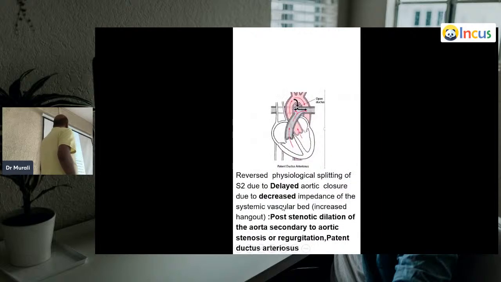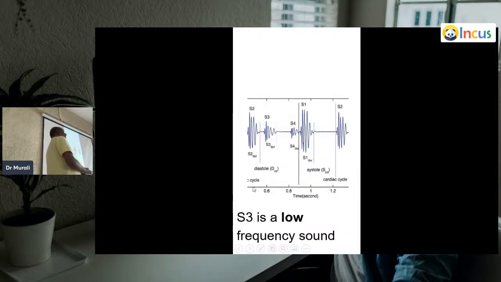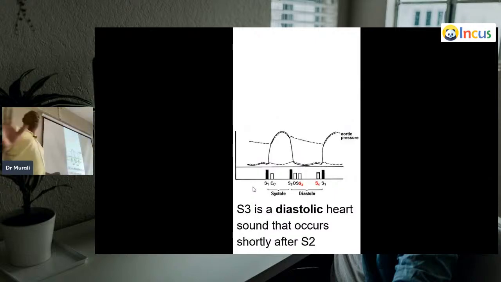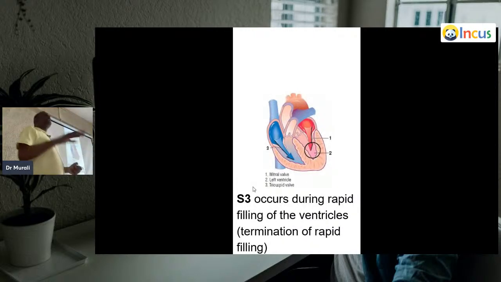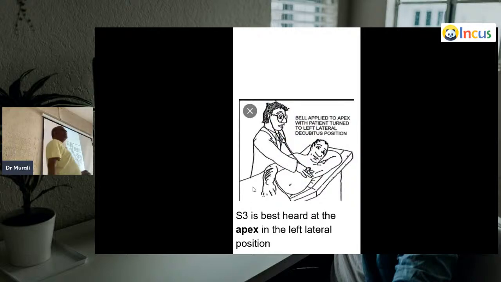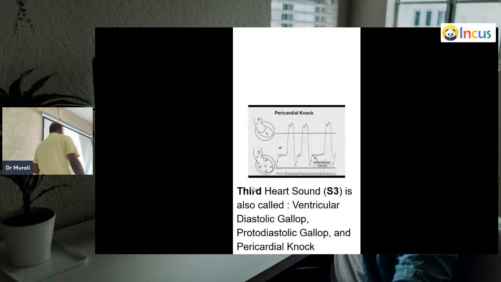Now, continuing our discussion. S3 is a low frequency sound, high amplitude sound heard with the bell. S3 is a diastolic heart sound. So diastolic means it occurs after S2. And S3 occurs during the rapid filling of the ventricles during the early to mid part of the diastole. And where do you listen S3? S3 is heard in the apex when the patient is in the left lateral decubitus position. That's what you need to basically remember.